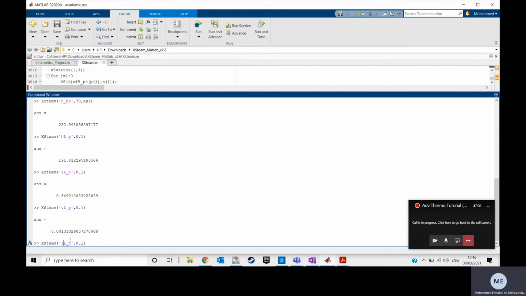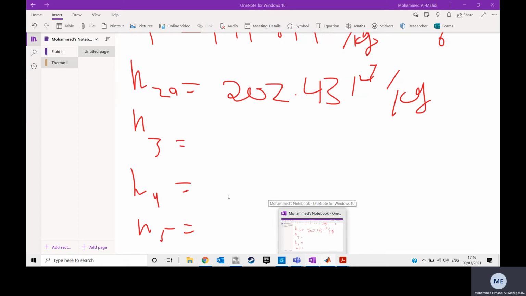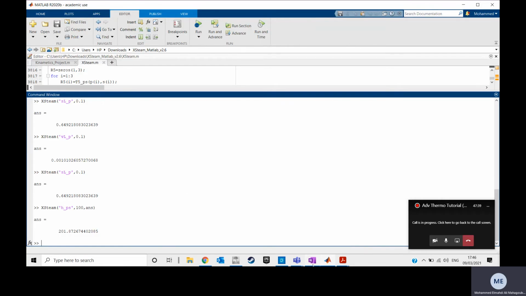If you have the tables, you find the entropy at point 1. Then you ask for H when you know the pressure and the entropy. Your higher pressure is 10 megapascals, so it is 100 bars, then comma, the previous answer, and hit enter, which gives 201.87. So the small deviation from 202.43 comes from the error involved in using the other method.